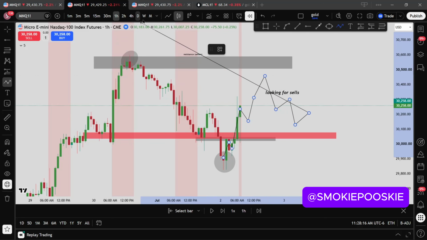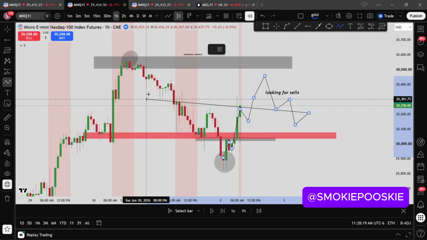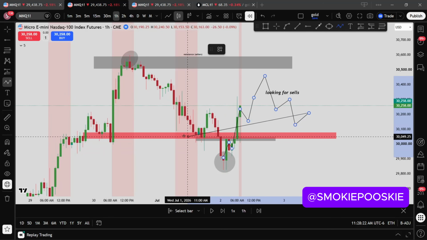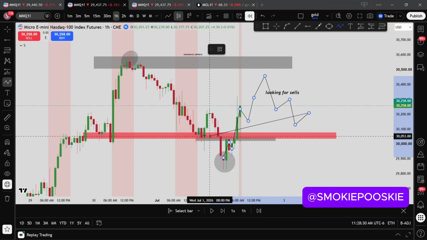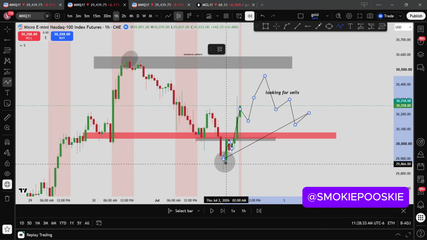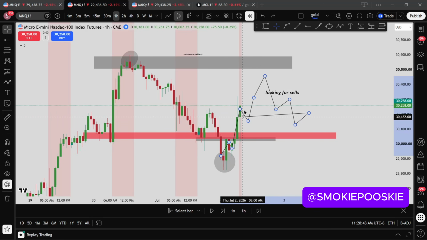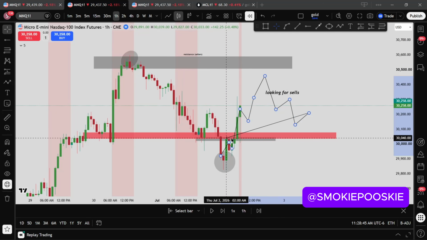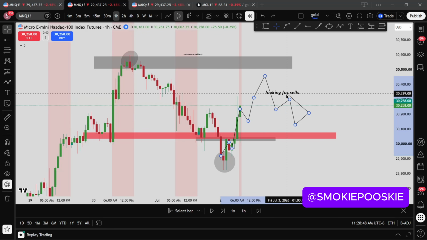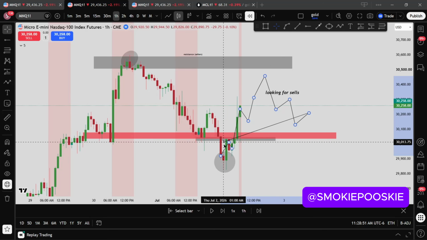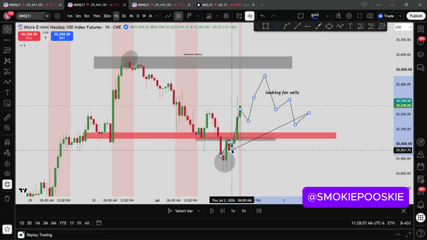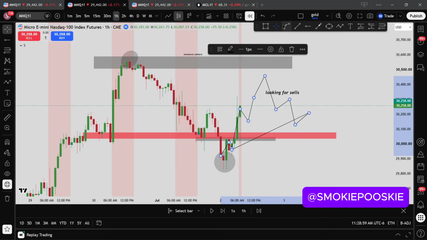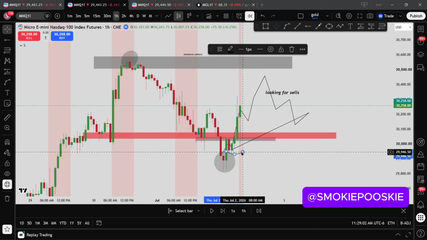You're on your 1-hour looking at the structure, but you only care about it because your 4-hour broke this red support, right? So your 4-hour is going to take control and tell you what the trend is. If it just broke a support, that's telling you it wants to go down. Even if the 1-hour is bullish, if the 4-hour just broke support, you want to look for sells. That's why I'm looking for sells, because the 4-hour broke, and the 1-hour is looking like it wants to be bullish because of this higher low. So let me just mark this out.